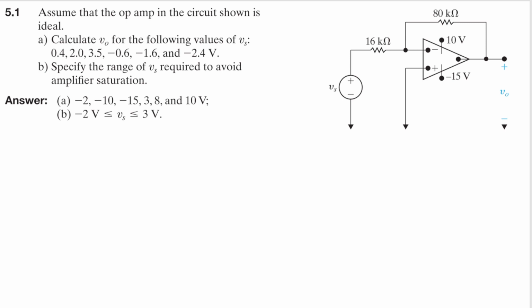So the question is, assume that the op-amp in the circuit shown is ideal. Calculate V0 for some values and specify the range of Vs required to avoid amplifier saturation. Okay, let's do exactly that, and let's take a note here that we have an ideal op-amp.